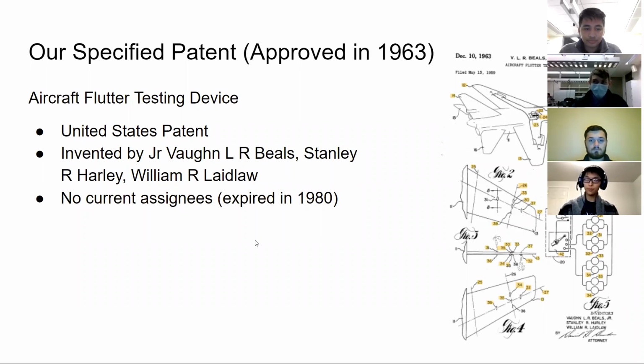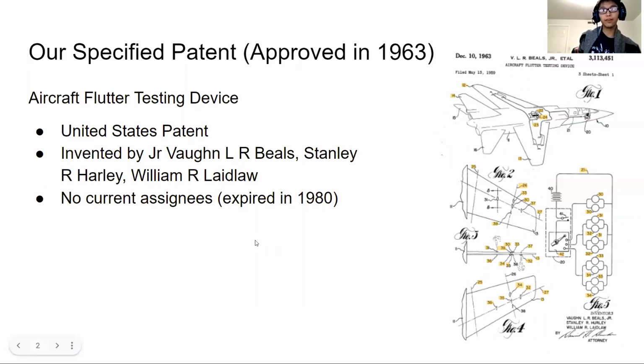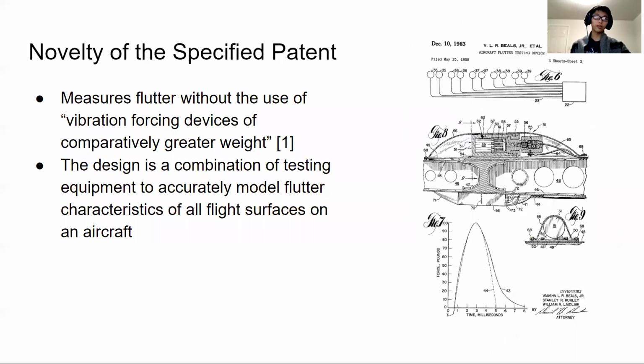All right, so this is our specific patent that we chose. It's about the aircraft flutter testing device, and it's a United States patent created by these three individuals. But right now, it expired in 1980, so there aren't any current assignees. Before that, it was owned by the U.S. Aviation Corporation. And we have an image on the right, which shows more details about how this works.